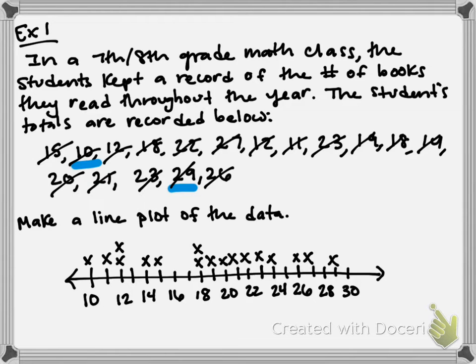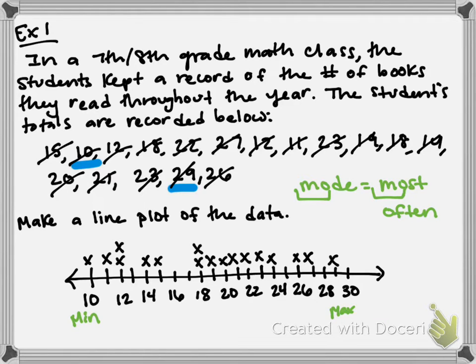All right, so this gives us a good visual representation of where all of this data fits in relation to each other. So if we're looking at this line plot instead of just a list of numbers, we can easily see that our minimum value is 10 and our maximum value is 29. We can also easily tell the mode based on our line plot. If you remember, mode starts with MO, just like most starts with MO. So the mode is the data point that is listed most often.